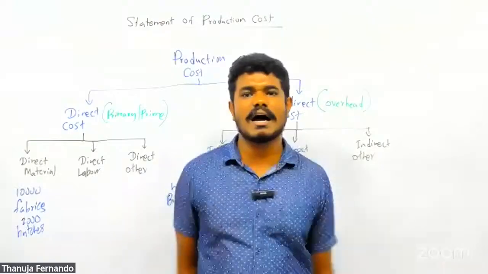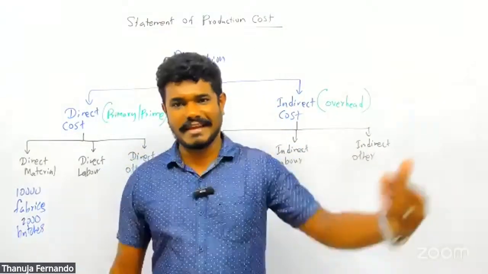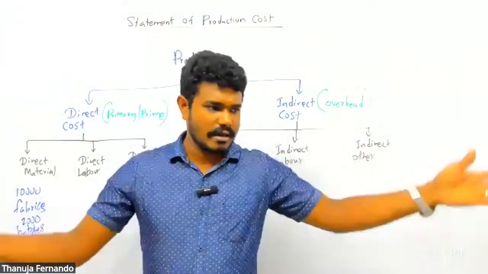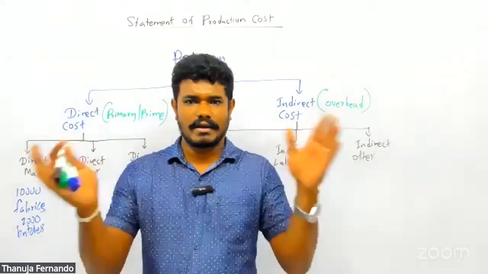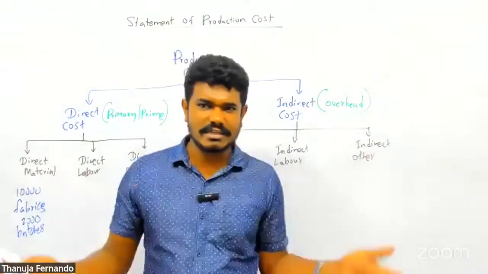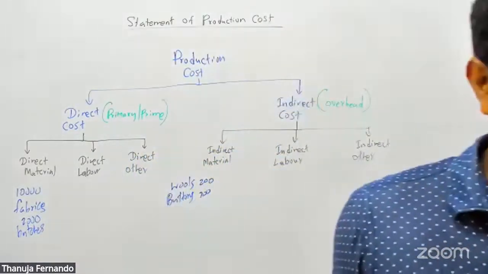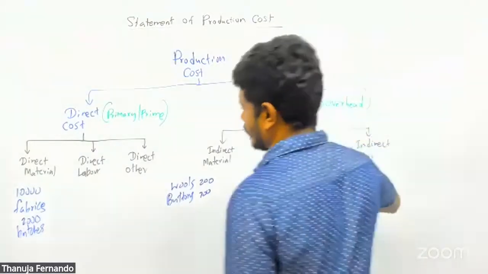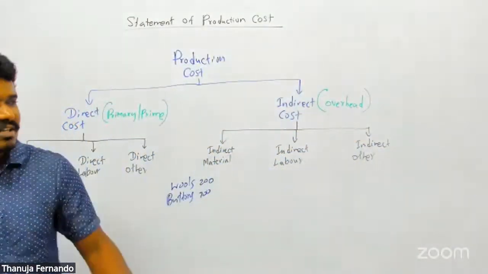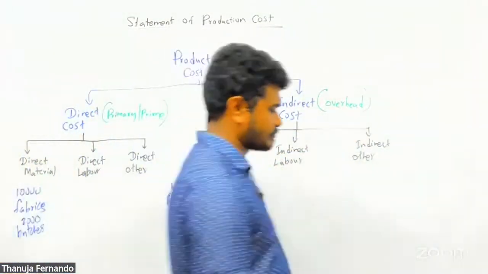All the others are indirect laborers: the managers, accountants, helpers, then supervisors, the tea boys, tea makers. All the others are indirect labor, right? So I think you have an idea. So this one is very easy, right?